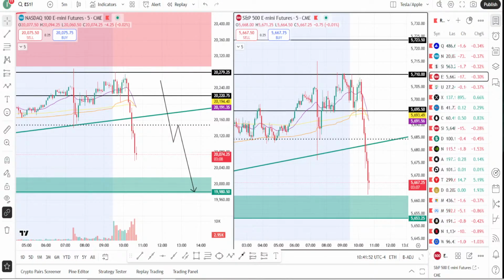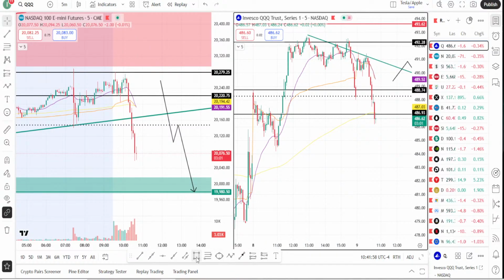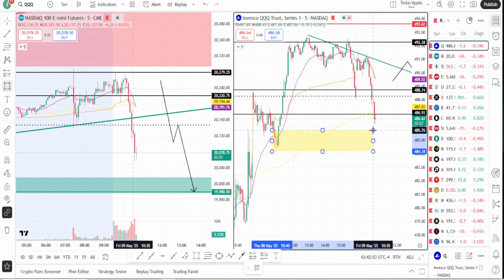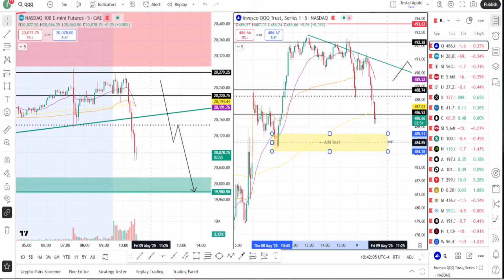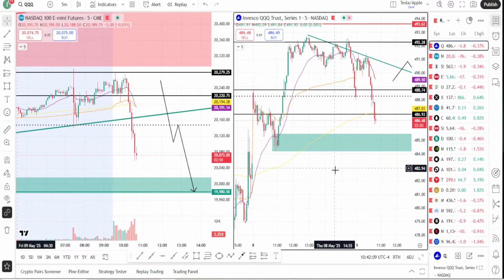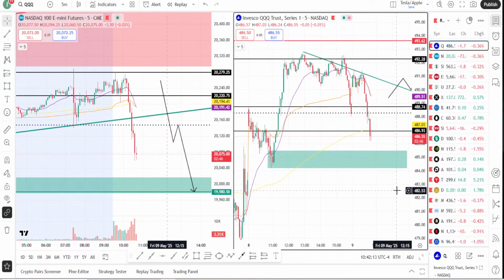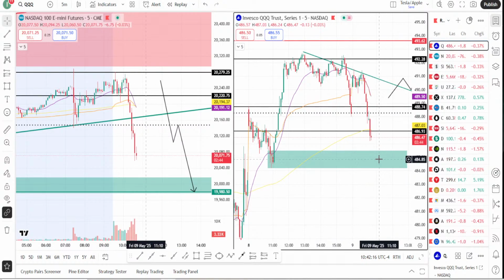QQQ dropping 486 and counting. Q's staying low. Yup, 486. It should come down here. It should be coming down here. I would expect at least, let's say, 485.